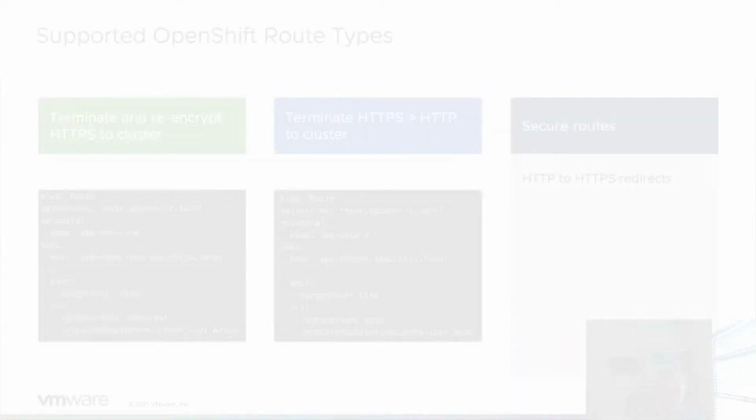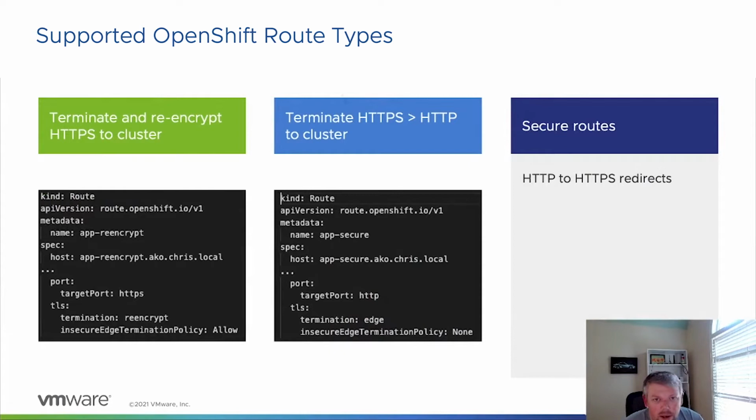So first of all, what route types are supported with AKO and OpenShift today? Primarily, we have secure routes, insecure routes, and passthrough routes, and we'll have a look at them in a little bit more detail here. The first one we're going to look at is terminate and re-encrypt back into the cluster. So this is HTTPS all the way through, SSL everywhere. And you can see it's a very simple route type from an AVI perspective, no configuration changes, probably what everybody knows and totally supported.